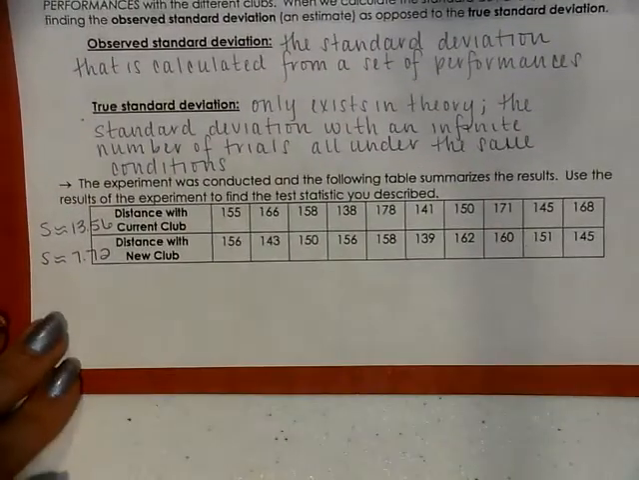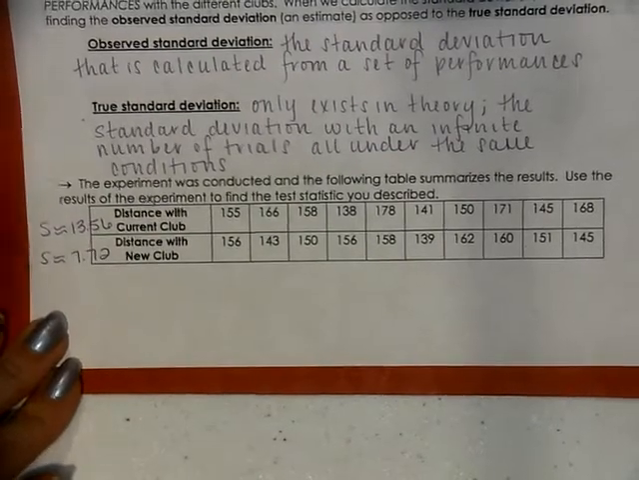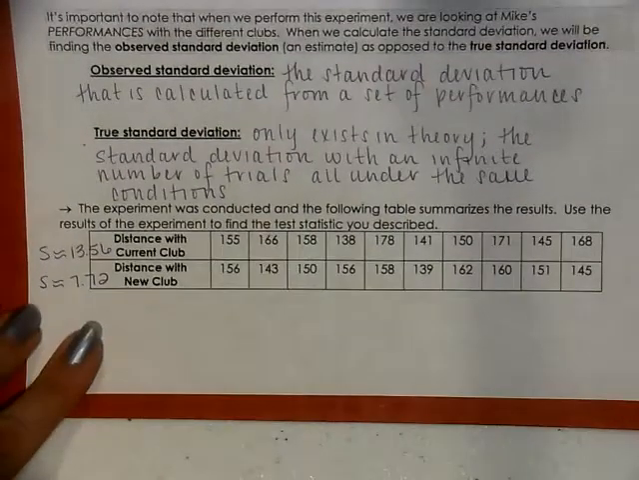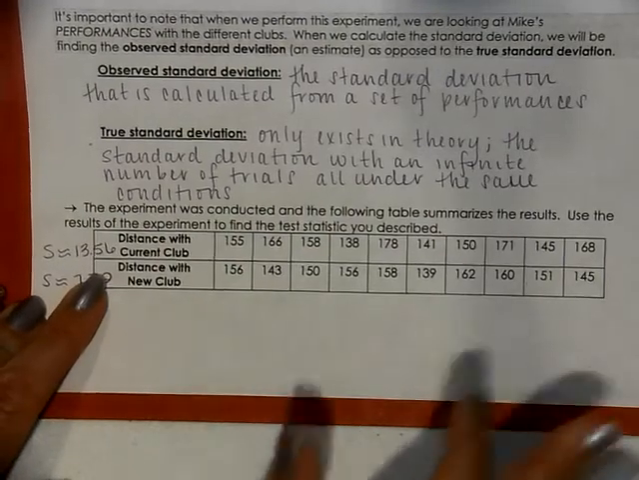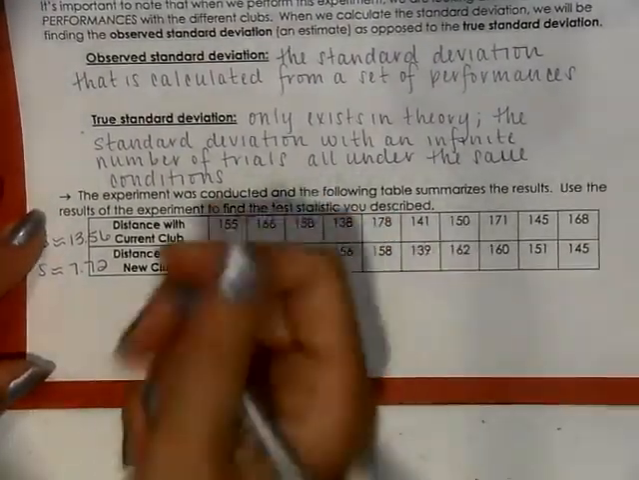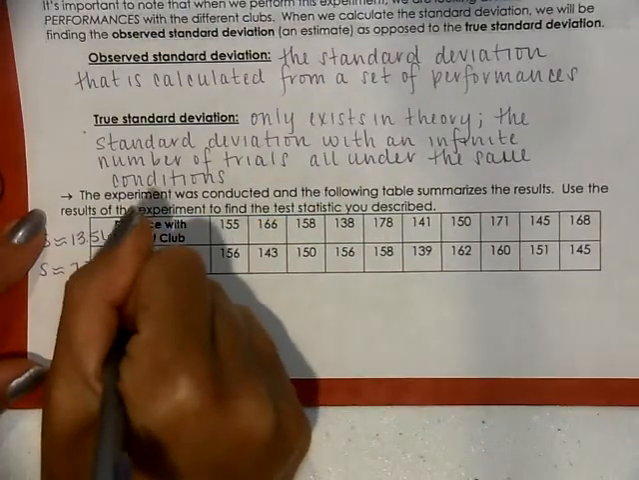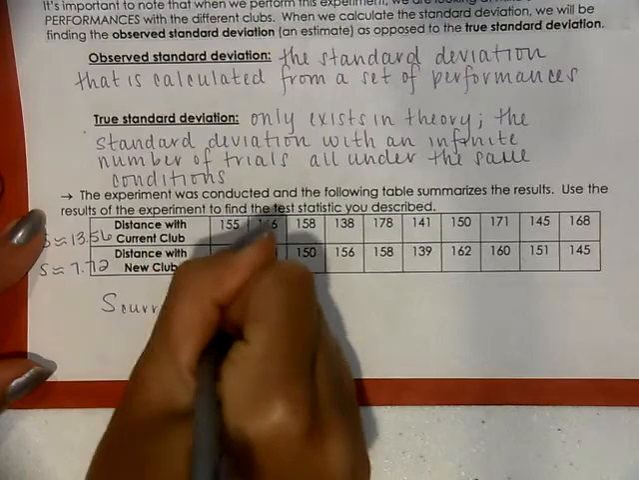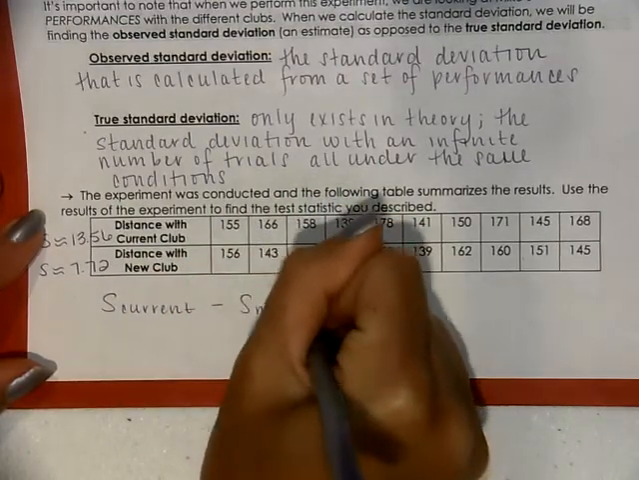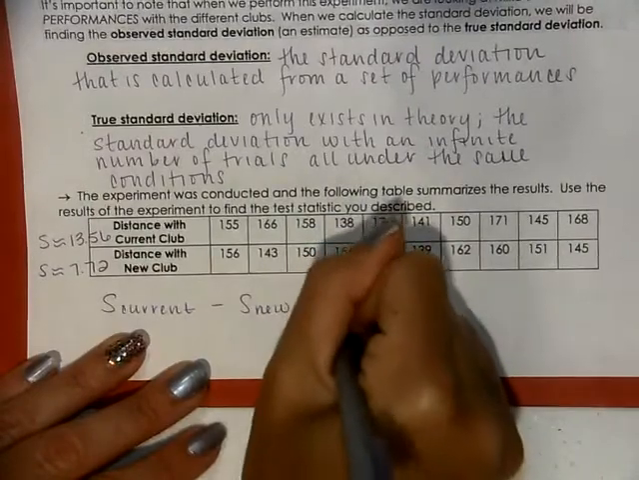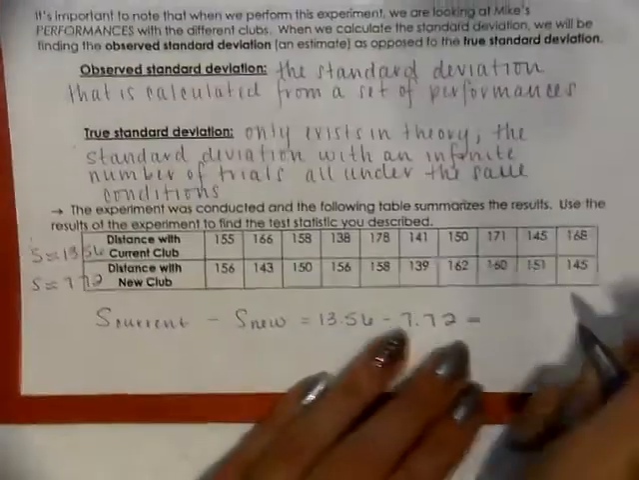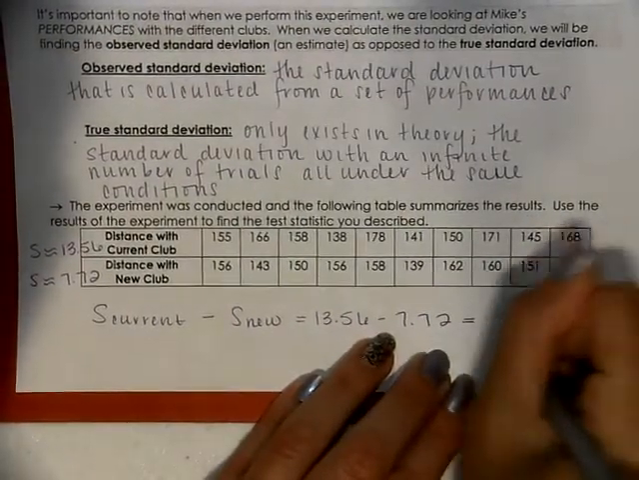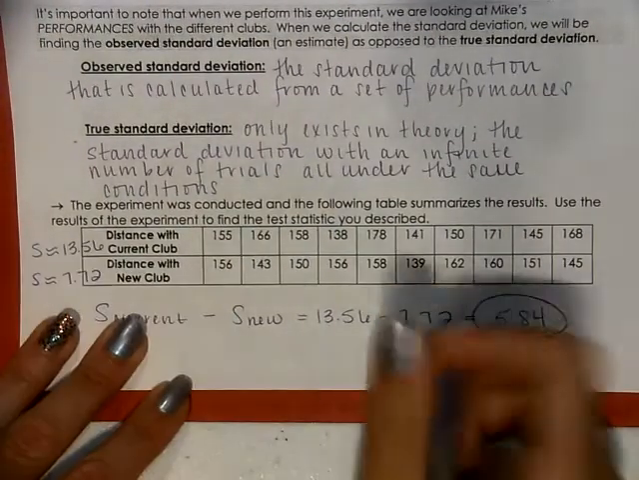So remember, the lower the standard deviation, the more consistent he is with that club. So it looks like he's more consistent with the new club because it's a lower value with his teammate's club than his current club. So my difference in standard deviations is going to be the standard deviation of the current club minus the standard deviation of the new club, which gives us 13.56 minus 7.72, and that gives us a difference of 5.84. So that is our test statistic.